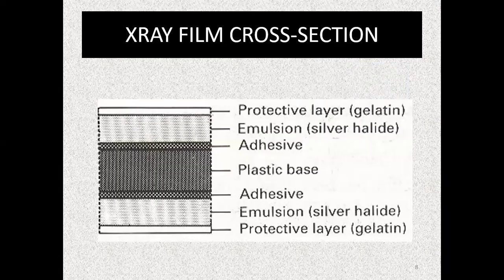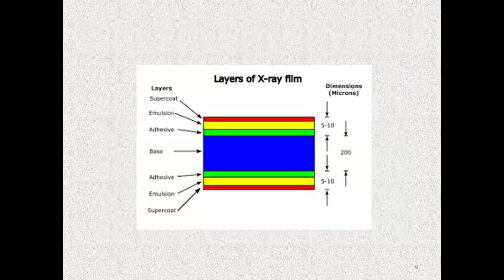This is a cross-sectional view of an X-ray film. It has a plastic base with emulsion coated on both sides. These are the layers of the X-ray film in cross-section: the base, adhesive, emulsion, and supercoat. The base is around 200 microns. The emulsion with the adhesive is around 5 to 10 microns.